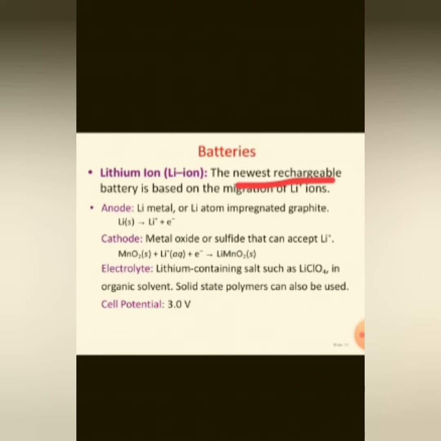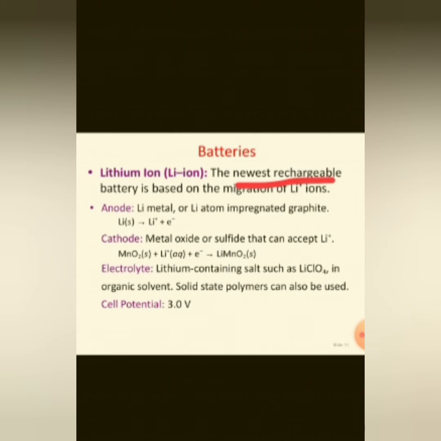Here again the complete cell reaction is divided into two half cells, the anode half cell reaction and the cathode half cell reaction, or the oxidation half cell reaction and the reduction half cell reaction. At the anode, oxidation takes place and lithium metal is converted into lithium ion by releasing electrons.